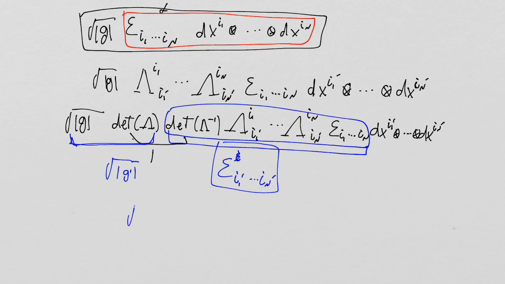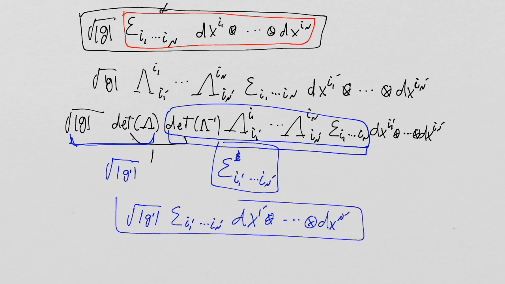And so the whole thing is the square root of G prime times the prime coordinate Levi-Civita symbol times dx1 wedge dxn prime. So this is the full transformation. And you'll see it's got the exact same form as this does.